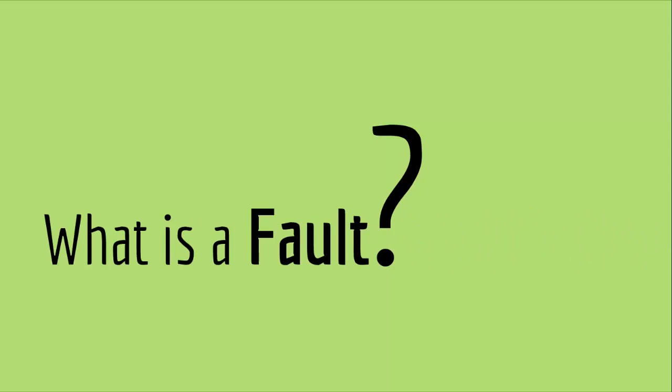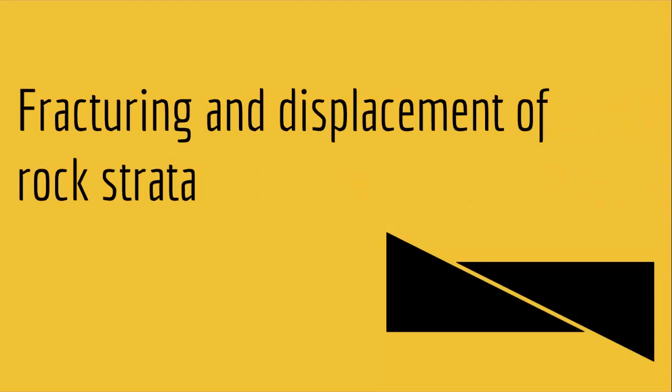So what is a fault? Well, a fault is fracturing and displacement of rock strata. So if you have a rock strata and it fractures and the broken parts of this strata is displaced or moved, then that is called a fault. Just like you see here, we have this rock strata. It was fractured and then the broken parts were displaced. This one moved up, this one moved down, then this is a fault.